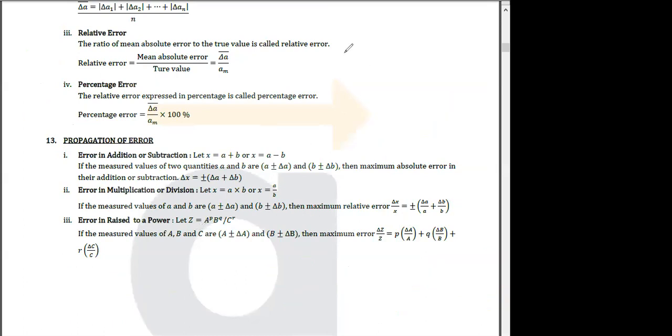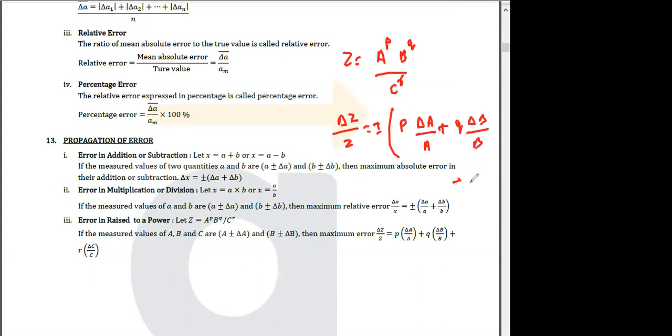In the same way, see, if z is equal to a to the power p, b to the power q, divided by c to the power r, nothing special will happen. It's just that the power will be multiplied as a constant. So delta z by z is equal to plus minus, obviously, p into delta a by a plus q into delta b by b plus r into delta c by c. Okay, is it understood? Yes or no? Tell me. The power will be multiplied. Simple. Now let us take our problem.